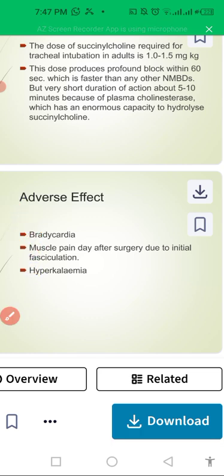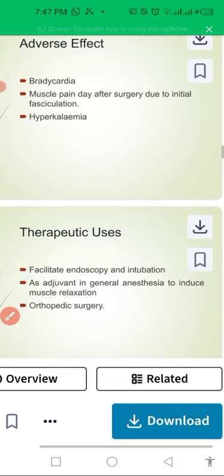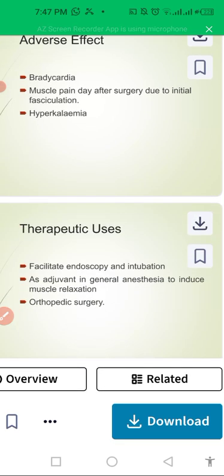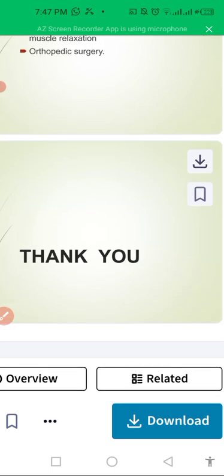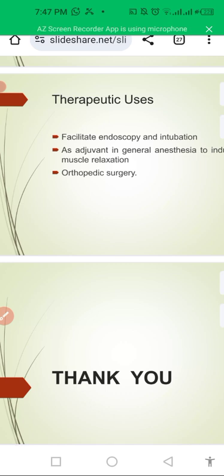So you should not use it in burn patients, rhabdomyolysis patients, any muscle pain patient, or any patient with a hyperkalemic condition. So you have to take care of this one. So this was all about neuromuscular blockade, normal physiology, and some actions related to these.